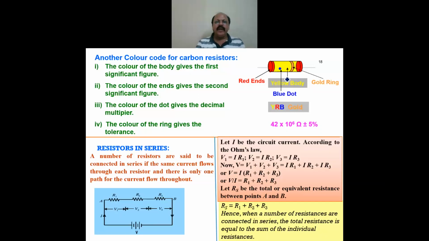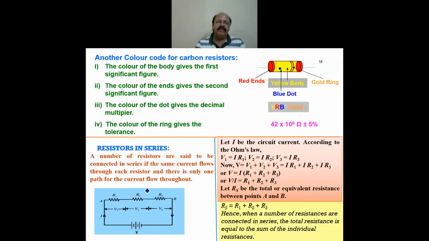So remember it here. When you are connecting the resistances in series, in that case the current through each resistor must be the same. You remember it. A number of resistors are said to be connected in series if the same current flows through each resistor and there is only one path for the current flow throughout. Then such type of combination is known as series combination.